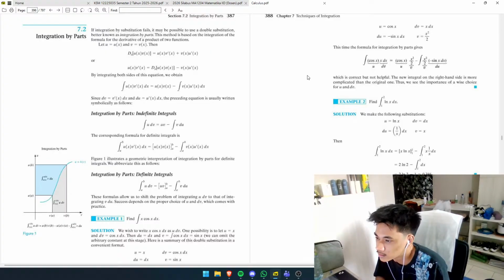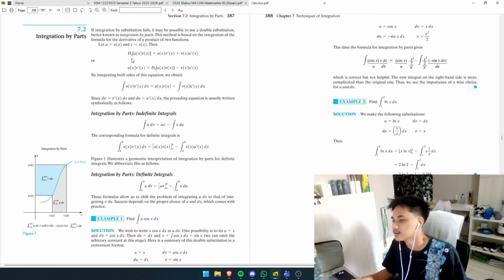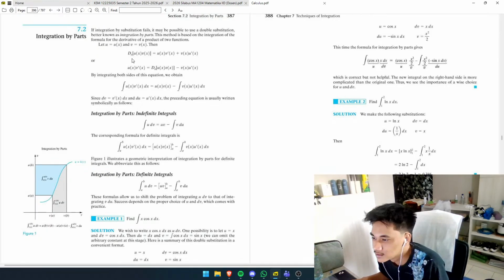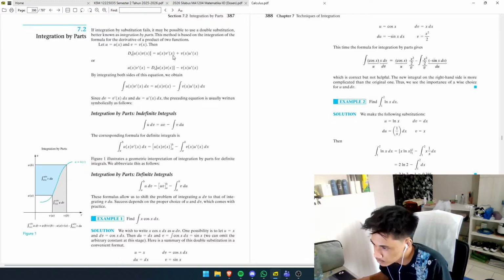If I'm not wrong, this is derived from the derivation of a product of two functions, and you just move it around here. So let's see. We have the derivative of a function. Let's say it's h of x, and h of x is equal to u of x times v of x, and the derivative of that function would be equal to u v prime plus v u prime, or I like to write this as u prime v plus u v prime, or whatever.